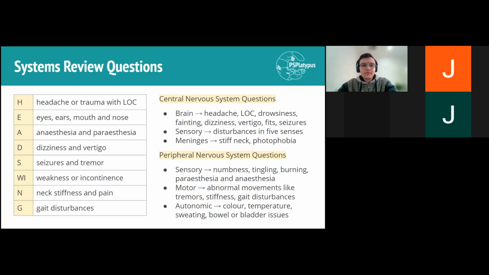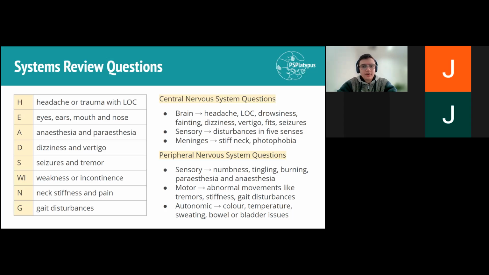W and I, we're thinking about weakness or incontinence, so they don't have control over their bladder or their toilet region. With N, we're thinking about neck stiffness and pain. And then finally for G, this is really crucial when it comes to exam, we're thinking about changes in the way that they're walking, so their gait disturbances. This is generally something you can see as soon as they come into the room, but you also want to ask them if they've noticed anything in their own life.